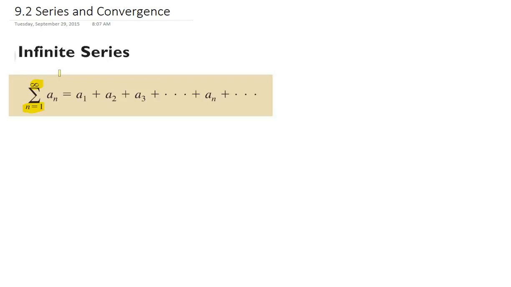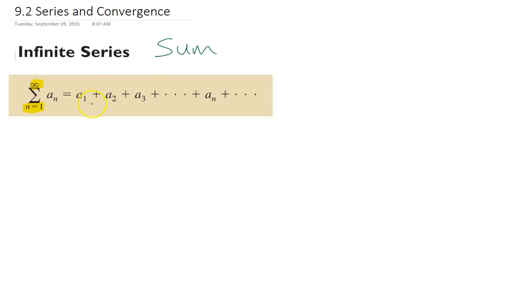Now a series is denoted by the summation sign. Summation sign means you add up all the terms, right? And you may recall that in a sequence, the terms are separated by commas: a1, comma, a2, comma, a3, comma, and so on and so forth. But in a series, the terms are separated by a plus sign. Why? Because in a series, we are adding up all the terms. We want to find the total.